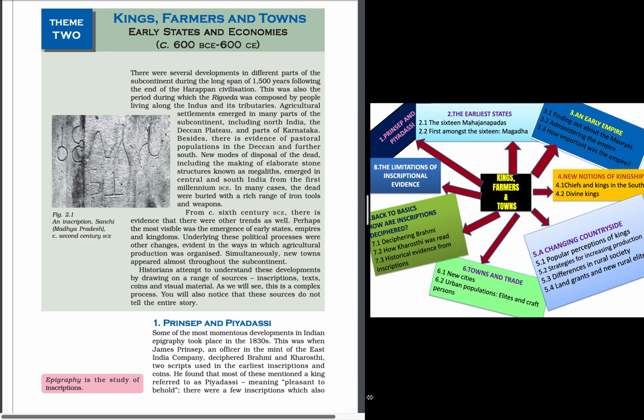We need to understand what is 600 BCE to 600 CE. If in between we keep 0, that means the birth of Christ, then 600 years back and 600 years forward. 600 years before the Christ and 600 years after the birth of the Christ. Christian era, that is known as AD, Anno Domini.